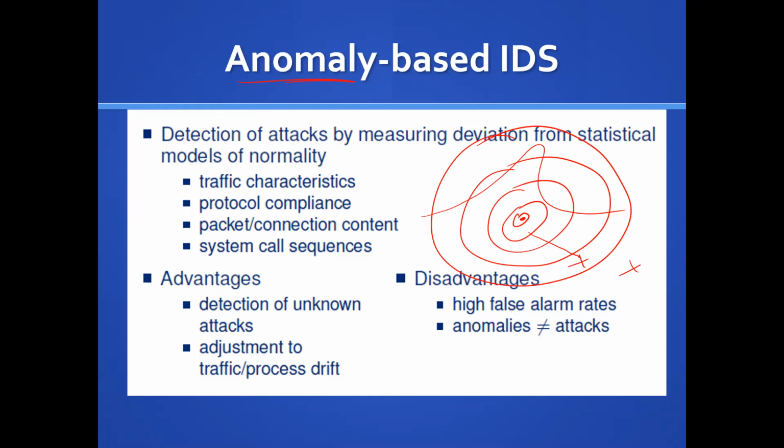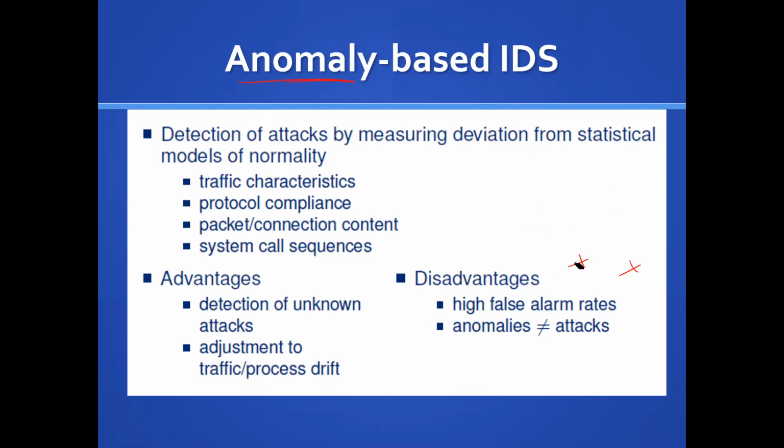Why do you think we need these? Why not just use the signatures? What would be the purpose of the anomaly? We have the signatures, right? Can't we just have all the signatures in the world? No, because new stuff is being done every day. Exactly. There are attacks called zero-day attacks, right? That's an actual term, and it just means attacks that are very new.